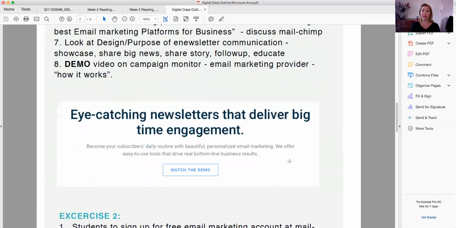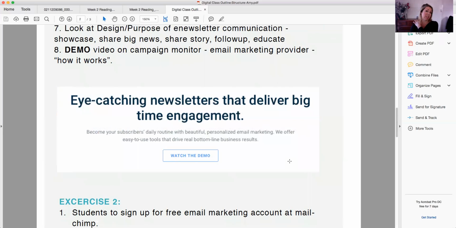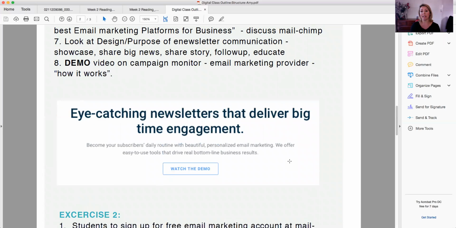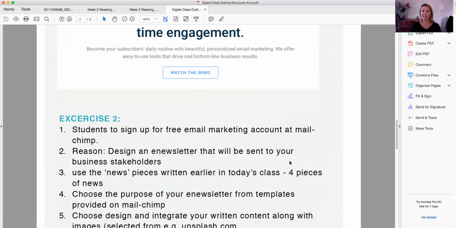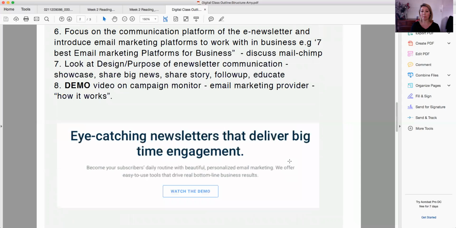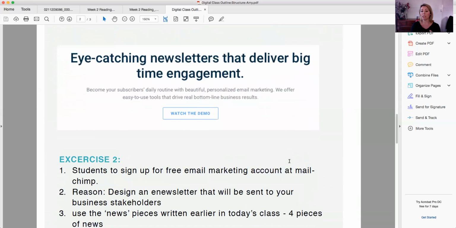So we have a look at that through Campaign Monitor. It's a little bit different to MailChimp, but it shows how to design the e-newsletter online, and also all the behind-the-scenes elements of it. And then the second exercise the students do is that they sign up for a free email marketing account on MailChimp. Then they start designing an e-newsletter. So they decide on, if they want to, basically educate them or share some news or share a story.